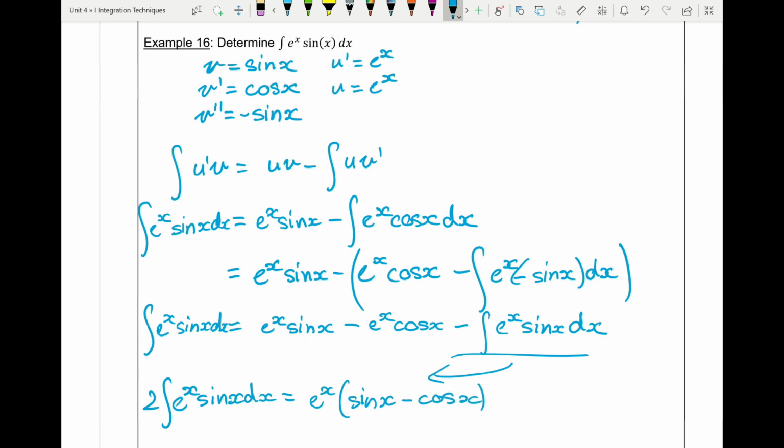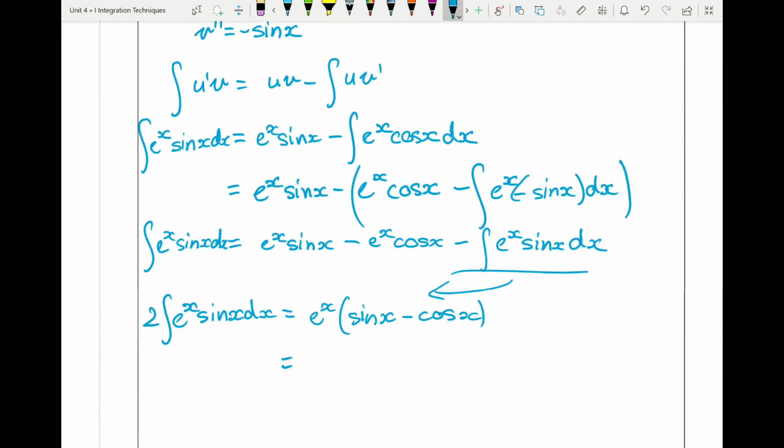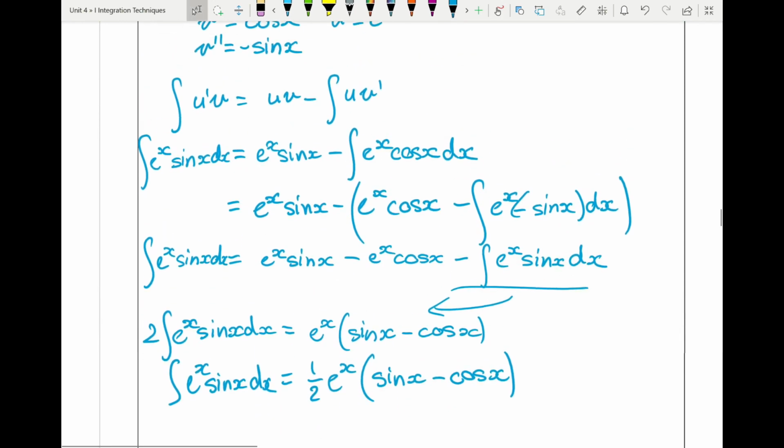And so all we have to do now is divide by 2. So this becomes 1/2 e to the x sine x take cosine x. So that's our final integral there. So we can see something that even when we applied integration by parts, we didn't get any closer to the solution. But as soon as we applied it twice, we found our initial integral again. And so we can group our like terms, even though they're integrals, we can group them. And then we just divide by their coefficient. So really interesting stuff there.